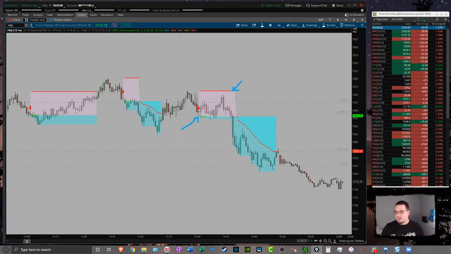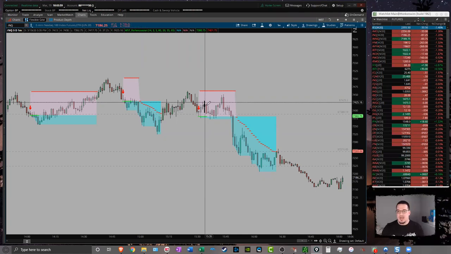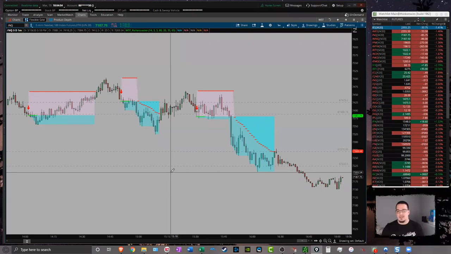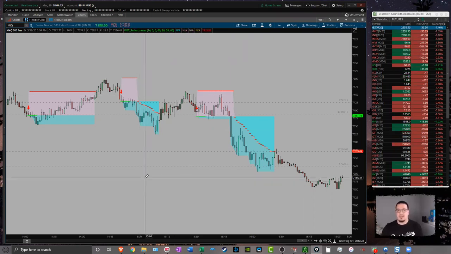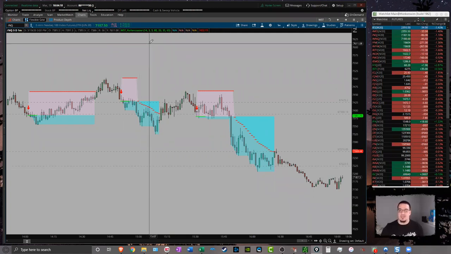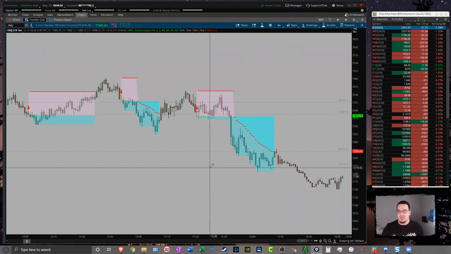Now, a lot of the questions that I have seen you guys ask about roller coasters, sometimes we get these pretty wide stops, and there are ways to reduce that, and the most recent and best way would be to trade the micro E-mini contracts or the micro NASDAQ contracts. I don't know if they're called micro E-minis. It doesn't make sense, but it's a tenth the value or size of the E-mini contract. And thus, it reduces risk.